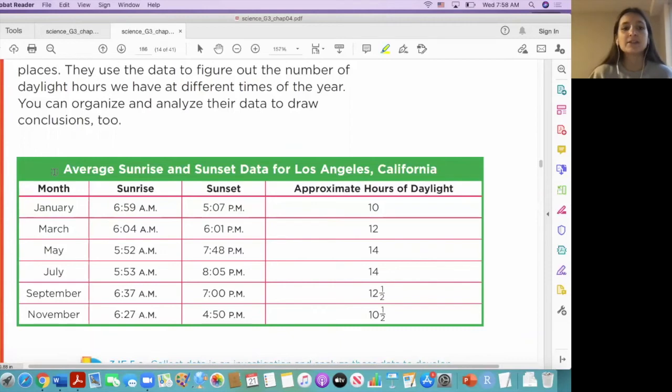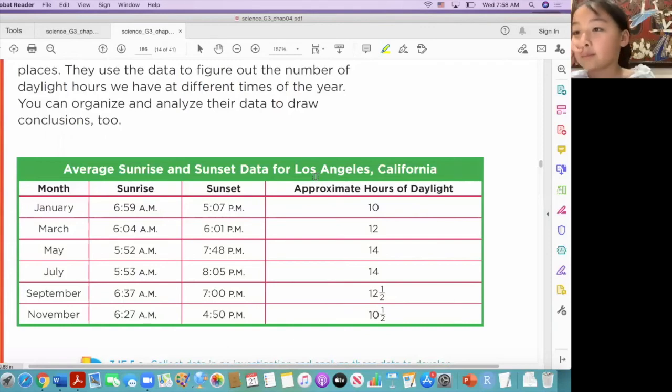So that means how long is the sunrise and the sunset in LA? Okay, so they are measuring 4 things. The first one is month. And then sunrise, sunset, and the approximate hours of daylight. What is approximate? Approximate is a synonym for estimate.